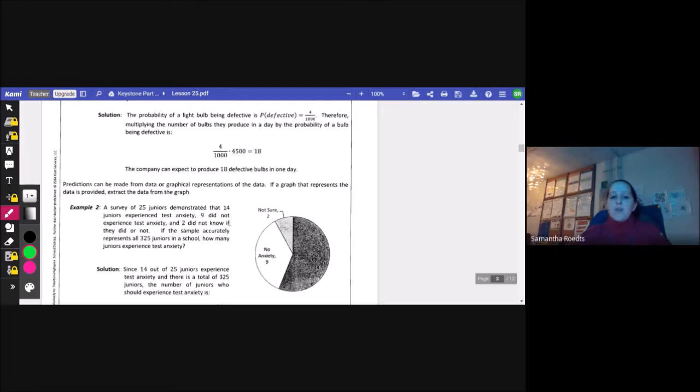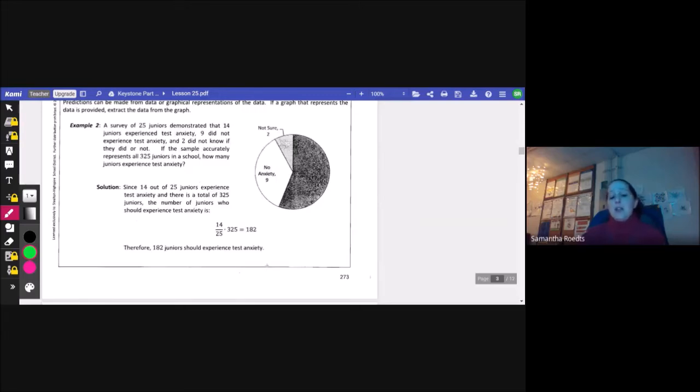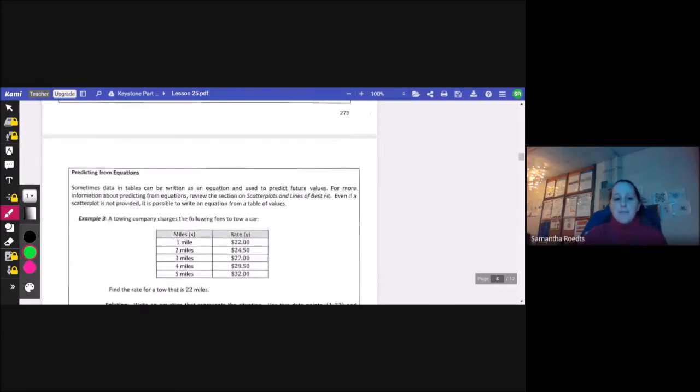So a survey of 25 juniors demonstrated that 14 juniors experienced test anxiety, 9 did not experience test anxiety, and 2 did not know if they did or not. If the sample accurately represents all 325 juniors in a school, how many juniors experience test anxiety? So since 14 out of 25 juniors experience test anxiety and there's a total of 325 juniors, the number of juniors who should experience test anxiety is 14/25 times 325, or 182. So therefore, 182 juniors should experience test anxiety.